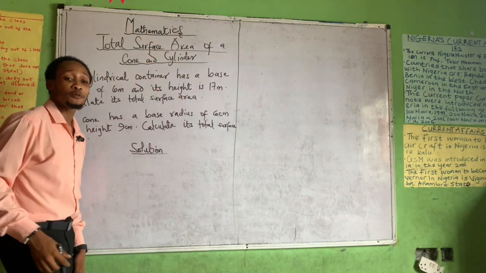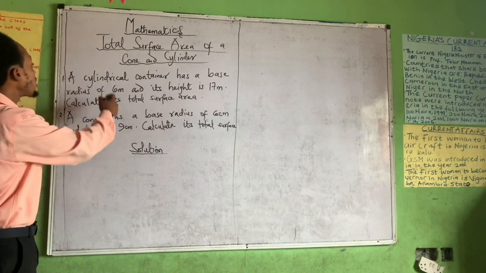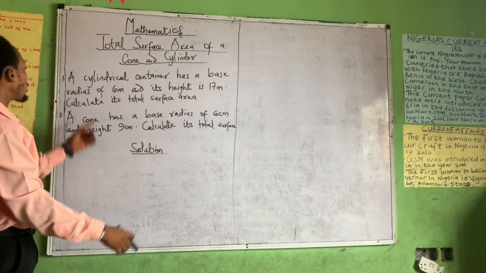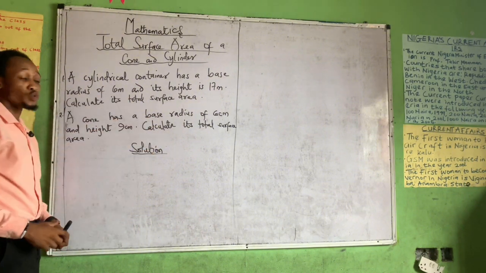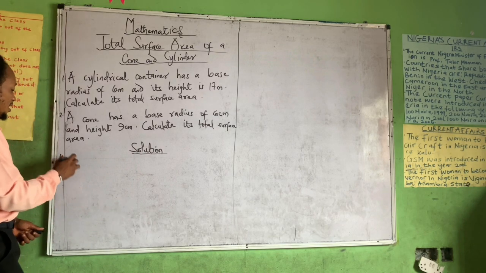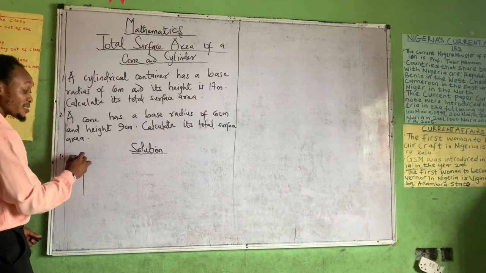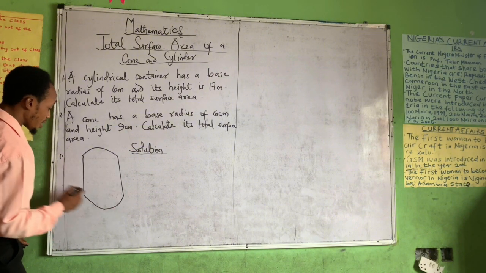Alright, so we have total surface area of a cone and cylinder. A cylindrical container has a base radius of 6 meters and its height is 17 meters. Calculate its total surface area. So the first thing you need to note here is that it is a cylinder, and you notice how your cylinder is drawn.